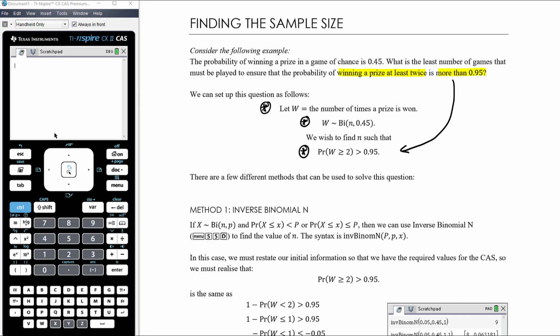Okay, this isn't greater than or equal to 0.95. This is more than 0.95. This isn't greater than 2, it's winning a prize at least twice, so more than or equal to 2. Okay, so be clear about that. So all three lines there are going to be necessary. And so then what we want to look at here are the different options available to us. We will need our CAS here to find the value of n.